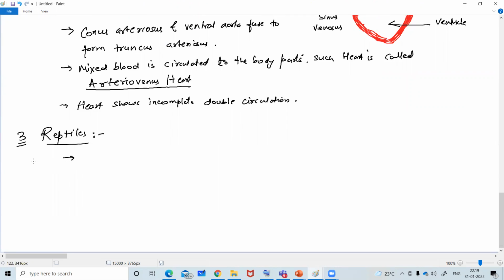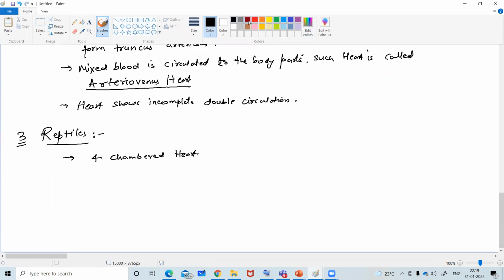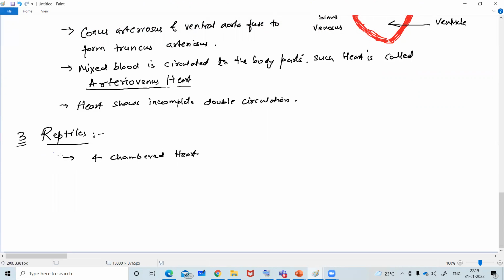Now the structure of heart will also be getting complicated as we move ahead. So reptiles have four chambered heart. Their structure is quite similar to the human heart. Okay, not 100%, but the model is as it is. Now the example is where you can find the four chambered heart.